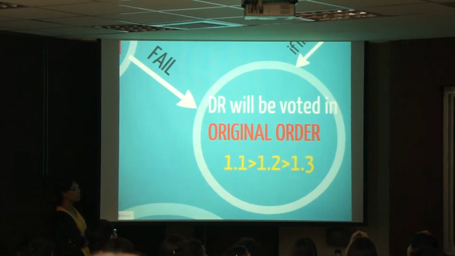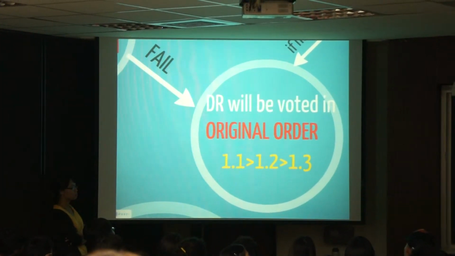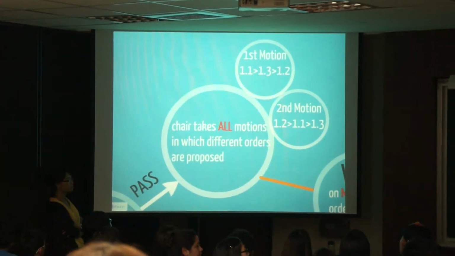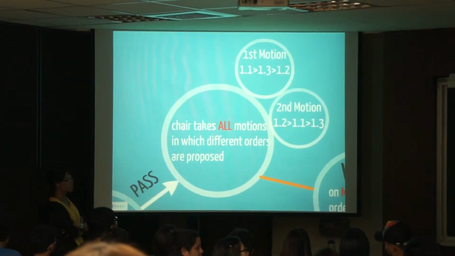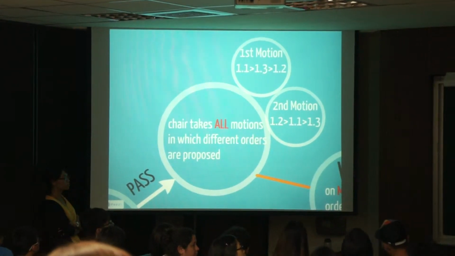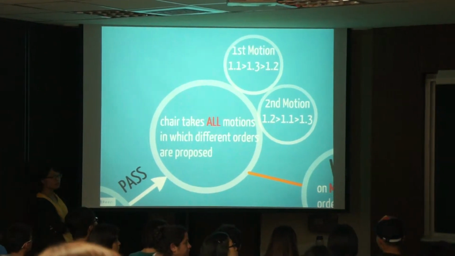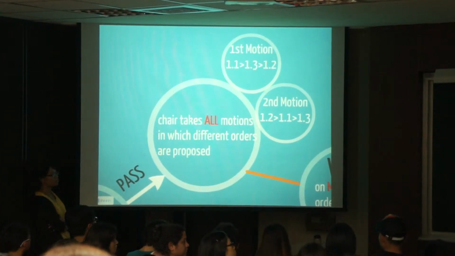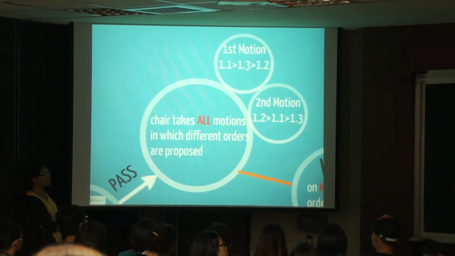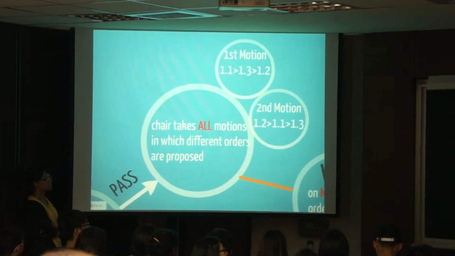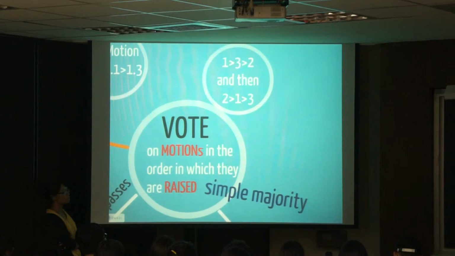If it fails, then DRs will be voted in original order, which is 1.1 before 1.2 before 1.3. However, if it passes, then the chair will take all motions in which different orders are proposed. For example, China motions for the DRs to be voted in 1.1 before 1.3 before 1.2, and then USA motions for the DRs to be voted in the order 1.2 before 1.1 before 1.3. So the chair will take all motions. So this is when all delegates can motion for different orders.